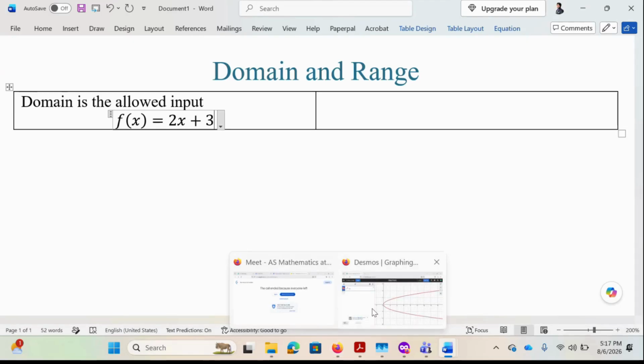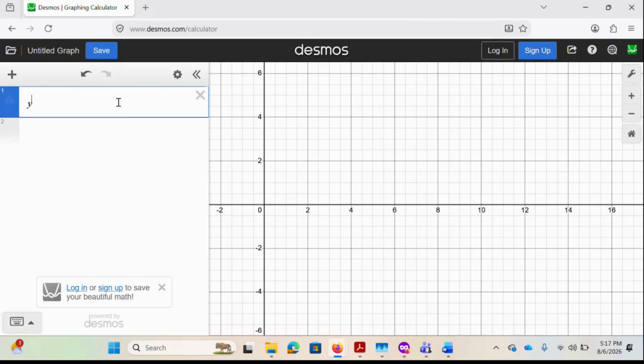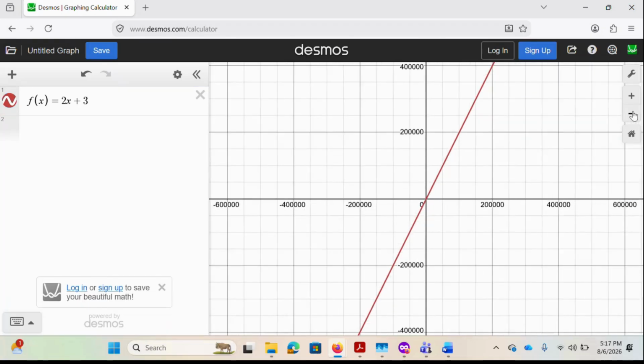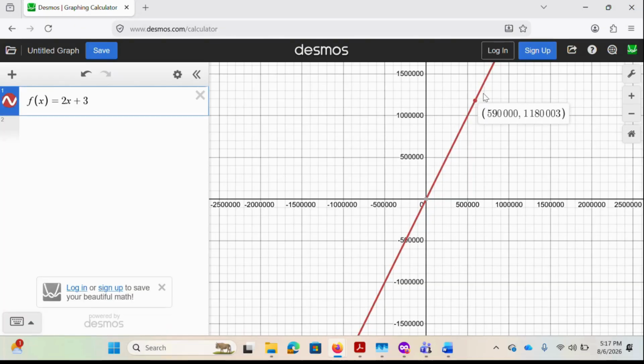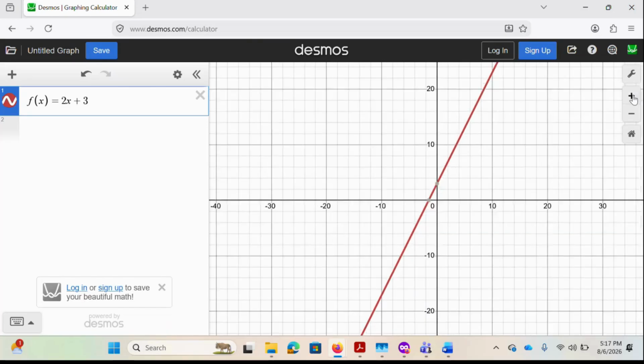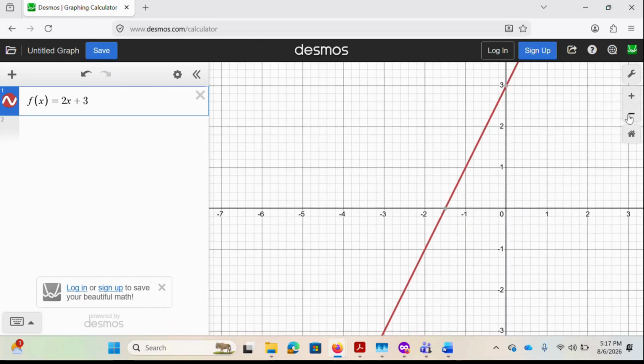Have a look at this graph. If I tell it y is equal to 2x plus 3 or f(x) is 2x plus 3, no matter how much I zoom out the graph, it is giving me all possible outputs for all possible inputs. Is this clear? So the domain is from negative infinity to positive infinity for all real values of x.